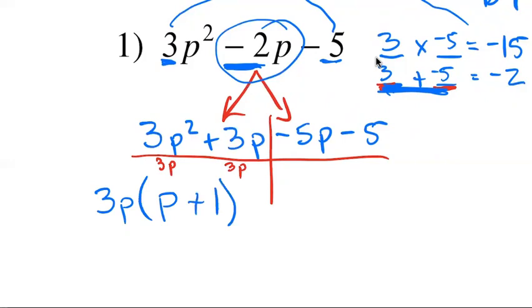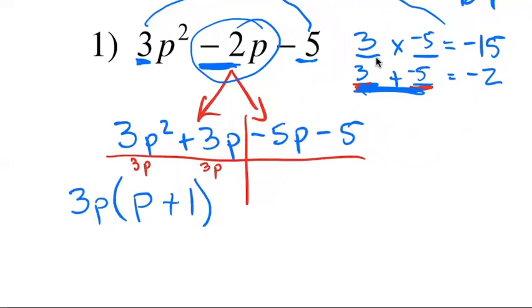We go to the other side. Greatest common factor between minus 5p and minus 5. Hopefully you see it's 5. And then don't forget, this sign has to come down, minus 5. And now I'm going to divide or factor out a minus 5 from both of these terms. Minus 5p divided by minus 5 is just p. Minus 5 divided by minus 5 is just 1.